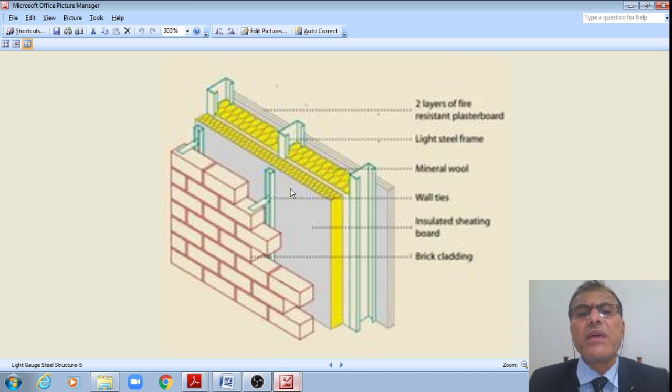And even we would have these wall ties which are connected to the light gauge steel frame, right? From which what are supported are these brick claddings, also supported for external surface, right? And even in between this wall cladding, right, we would have insulated sheeting board, right?